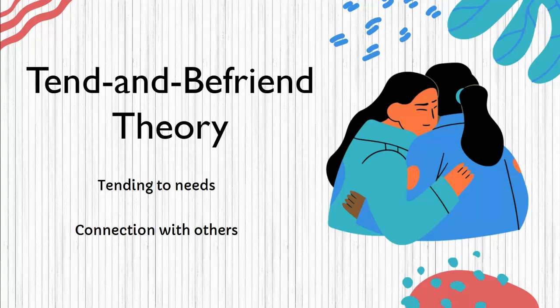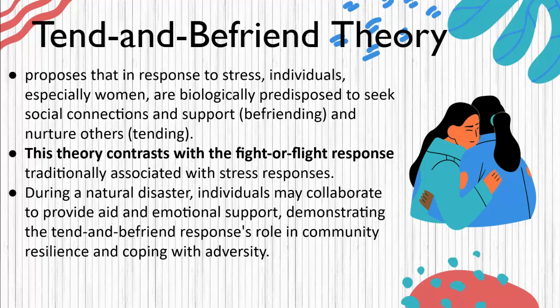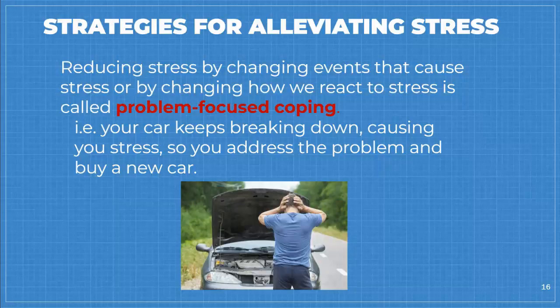Another contrasting theory, and this one is newer, in contrast to the fight or flight response, is the tend and befriend theory. And it says that instead of just being ready to fight or flight, we tend to each other's needs. And this is more common in women, that we're biologically predisposed to seek social connections, befriending each other, and that we nurture each other. So when bad things happen, some people have that desire to be involved and collaborate with others to provide emotional support. Tend and befriend theory.